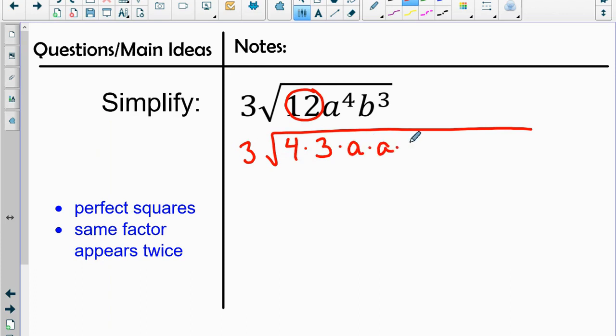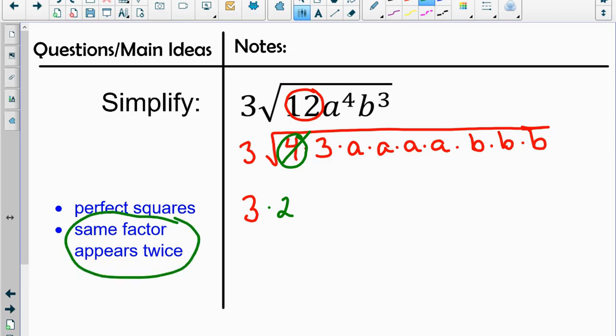Next, I have all my variables, a times a times a times a, and then b cubed is b times b times b. And remember our two rules over there on the left for how we can simplify anything that's in the radicand. I can look for perfect squares. Well, I know that 4 is a perfect square. The square root of 4 is 2. It gets multiplied out front where that 3 was. 3 is not a perfect square. This 3 here.